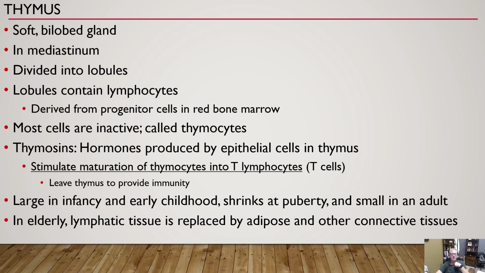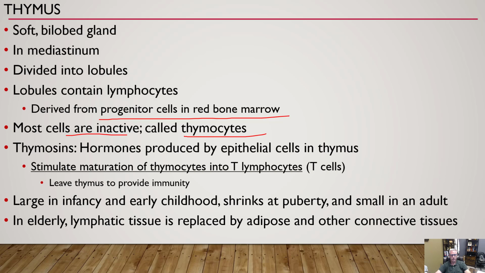It has different lobules, and those lobules contain these things called lymphocytes. And if you remember from the pathway of stem cells that we saw in a previous chapter, they're going to come from these things called progenitor cells that are in the red bone marrow. Most of these thymus cells are called thymocytes, and most of your thymocytes are going to be inactive.